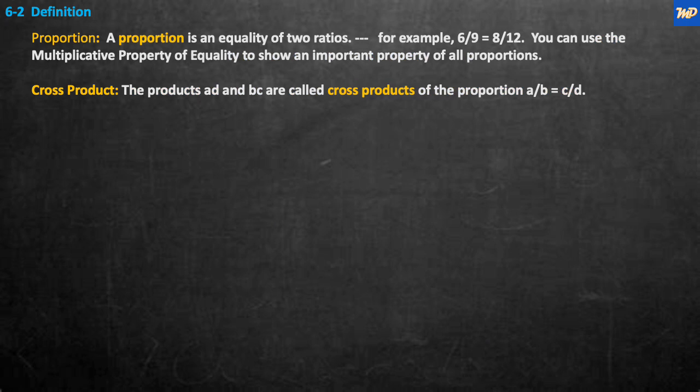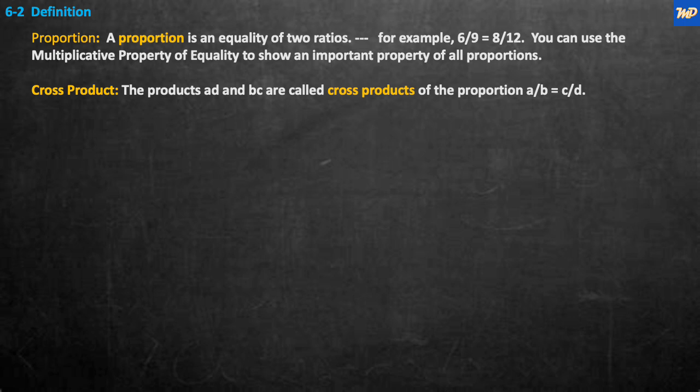Okay, first let's look at some definitions. A proportion is an equality of two ratios. For example, 6/9 is equal to 8/12. They're both fractions. They are ratios, 6:9 and 8:12. And they're also a proportion because 6 divided by 9 is the same as 8 divided by 12. You can use the multiplicative property of equality to show an important property of all proportions. We'll look at that later.